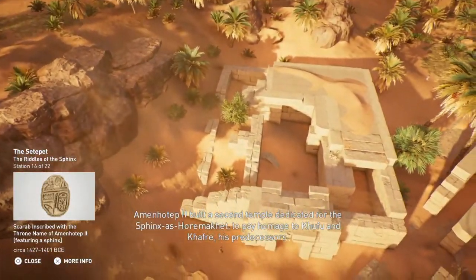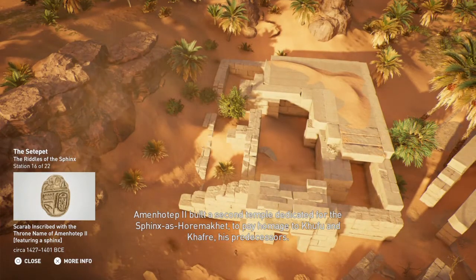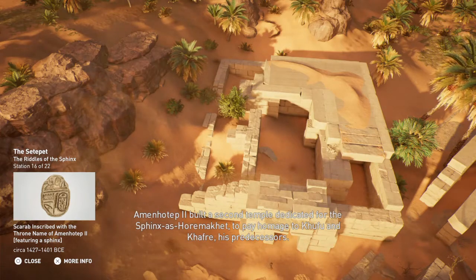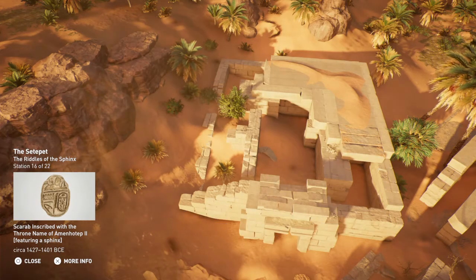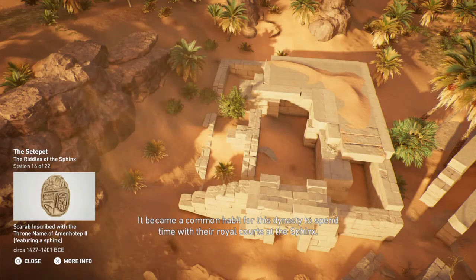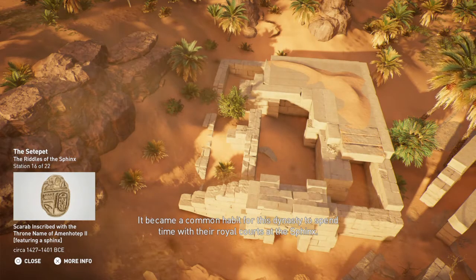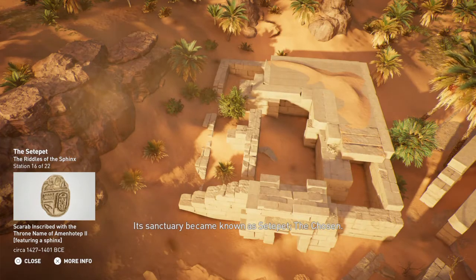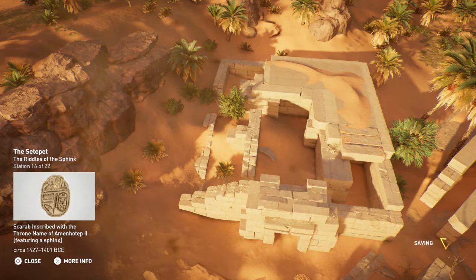Amenhotep II built a second temple dedicated to the Sphinx as Horemaket to pay homage to Khufu and Khafre, his predecessors. It became a common habit for this dynasty to spend time with their royal courts at the Sphinx. Its sanctuary became known as Setipet, the Chosen.